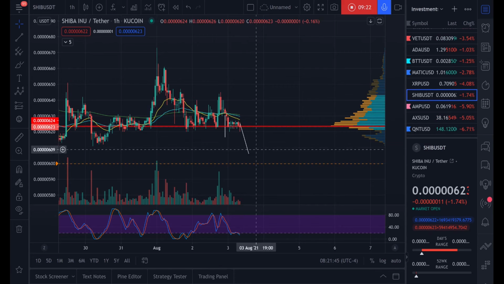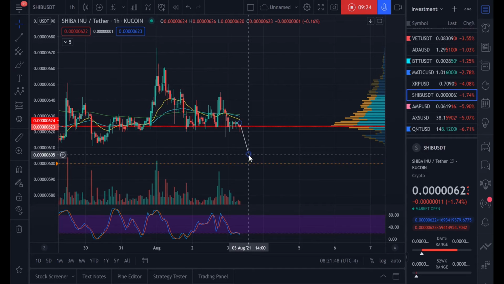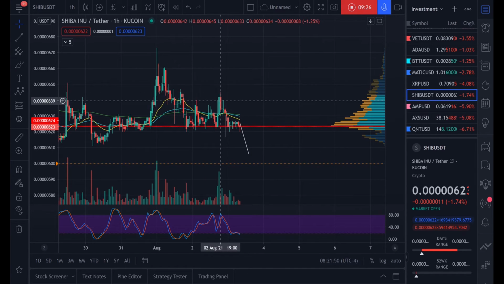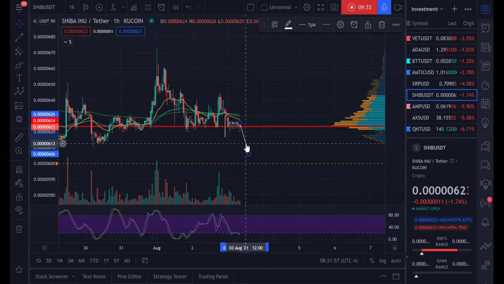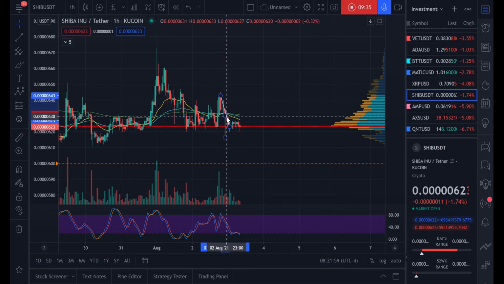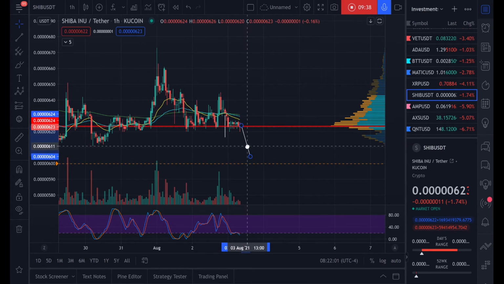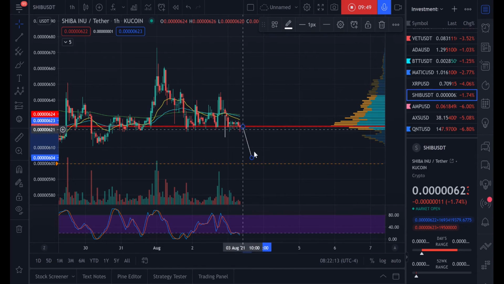All right. So I believe that we can come down here. So actually, what I'm saying is this. The technical target for this ABC correction is here. How did I get this? I basically took the length of this A wave and extrapolated it to the point of control where the B wave is, the point of origin for where the C wave would be. And this is where I get the measured move.